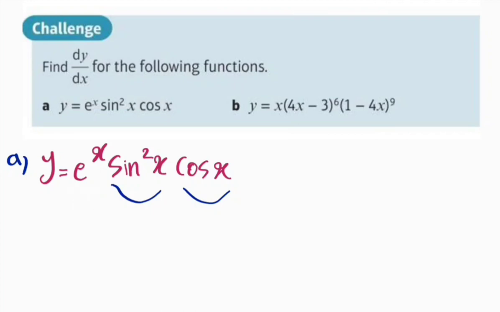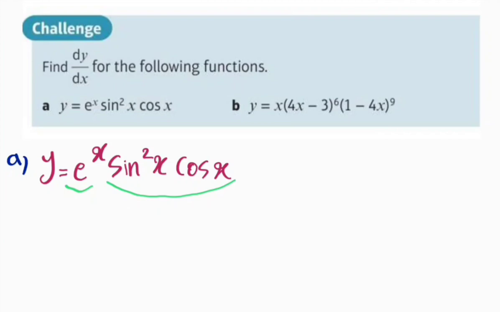So in this question, I'm going to consider sine squared x times cos x as a single function, and e to the x as my second function, or e to the x as my first function, and sine squared x times cos x as my second function. Now let's apply the product rule.